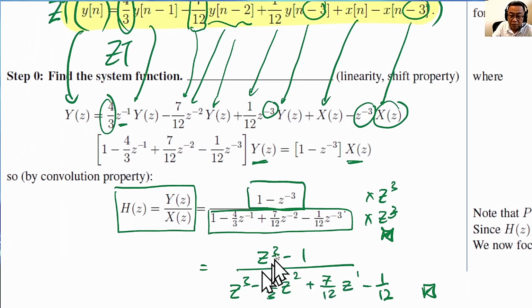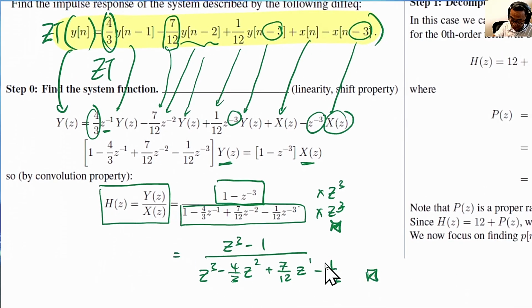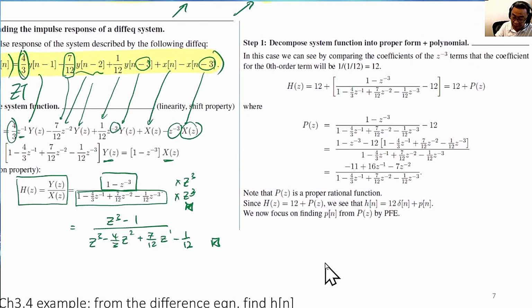Notice that the order of the numerator and the order of the denominator are the same. So this is an improper rational function. And remember that for partial fractions, we need to change it into a proper fraction. So we can get it by long division. Okay, so how do we do long division? Let's try.